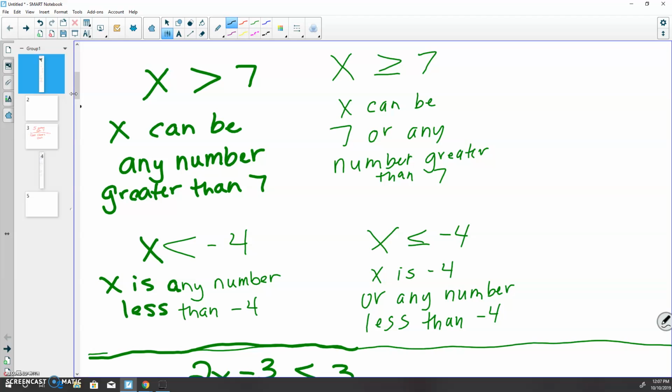Down here it says x is less than negative 4. So x is any number less than negative 4. It can't be negative 4, it's got to be less than negative 4. So like negative 5, negative 6, negative 7. The next one is x is less than or equal to negative 4. So it can be negative 4 or anything less than negative 4.